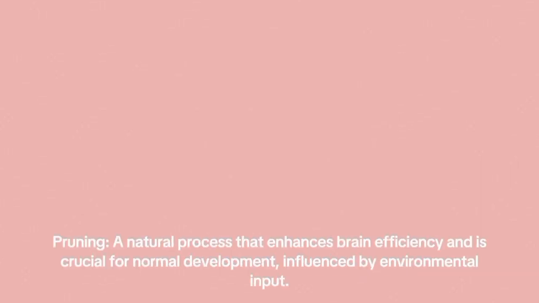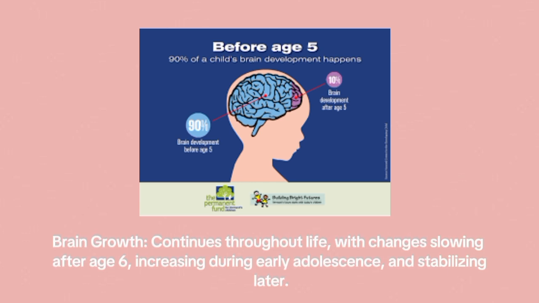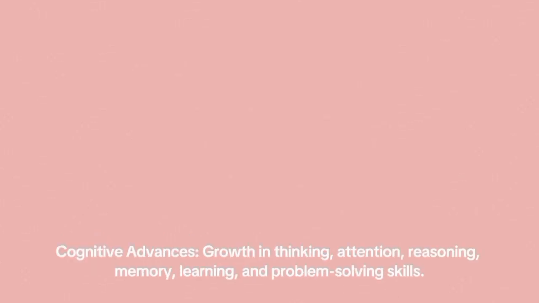Early brain development. Pruning, a natural process that enhances brain efficiency and is crucial for normal development, influenced by environmental input. Brain growth continues throughout life, with changes slowing after age 6, increasing during early adolescence, and stabilizing later. Early cognitive development. Cognitive advances, growth in thinking, attention, reasoning, memory, learning, and problem-solving skills.